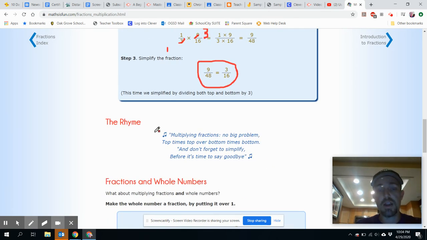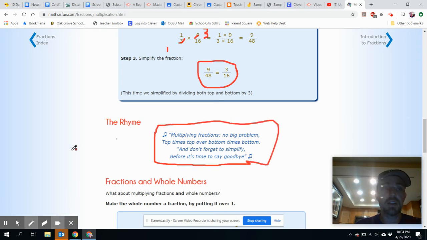I like this little rhyme. You can go there and check it out for yourself. If you ever go to this website, and I encourage you to go to Math is Fun and learn a ton about math, I think it's a good website.